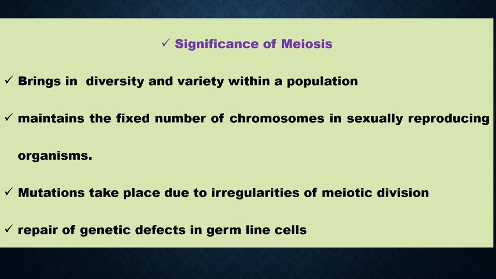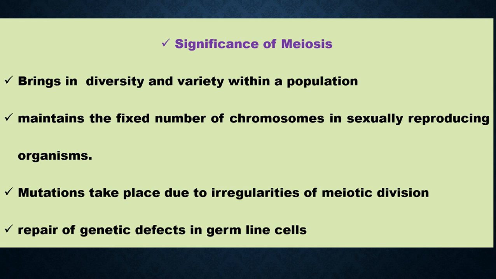Now, since we have studied meiosis, we should also know a little about its significance. Why did we study? The main important significance of meiosis is that it brings in diversity and variety within a population. How is it bringing that? It is by virtue of mixing of traits from the 2 parents.